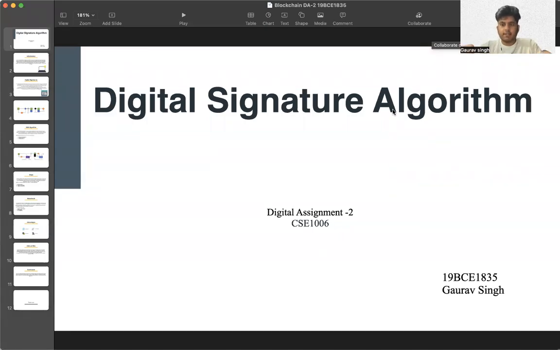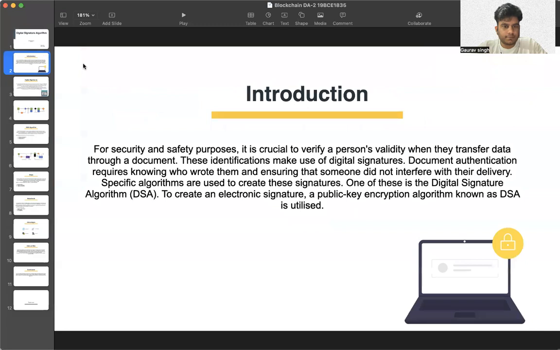My name is Gaurav Singh, registration number 19BCE1835. This is the digital assignment 2 for the subject blockchain and cryptographic technologies, CSE1006. My topic is the Digital Signature Algorithm, DSA.